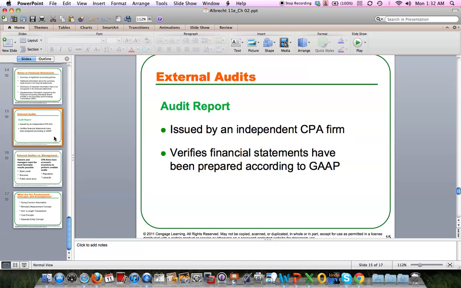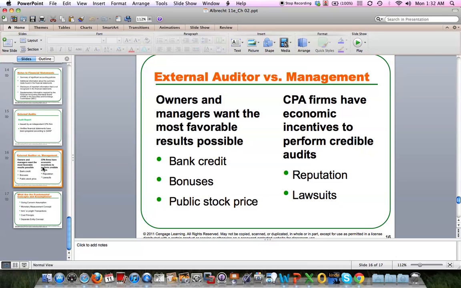Next is external audits. Keep in mind that auditors, if we're publicly traded, are required by law to audit our numbers to make sure that the numbers are true. They will verify the financial statement balances are prepared according to GAAP. We've got source documents. We can prove the numbers. We can prove out the balances of all of our financial statement lines.